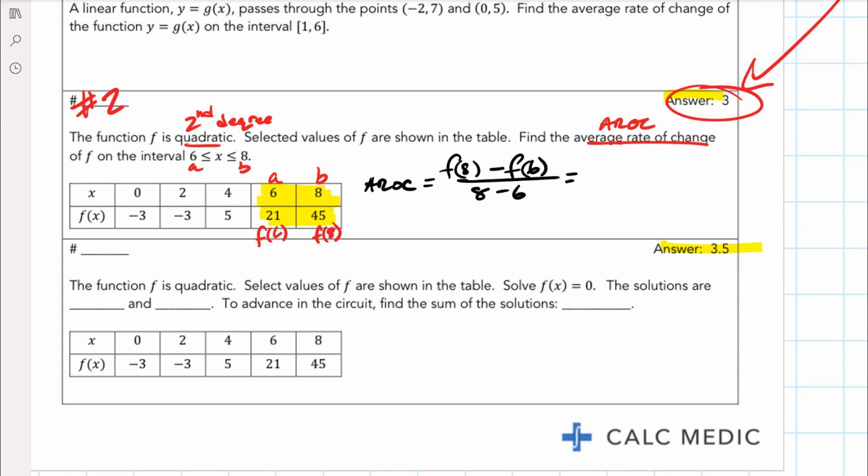F of 8 is 45, so 45 minus f of 6, which is 21, all divided by 2, because 8 minus 6 is 2. And then you subtract, you get 24 divided by 2, and the answer is 2.